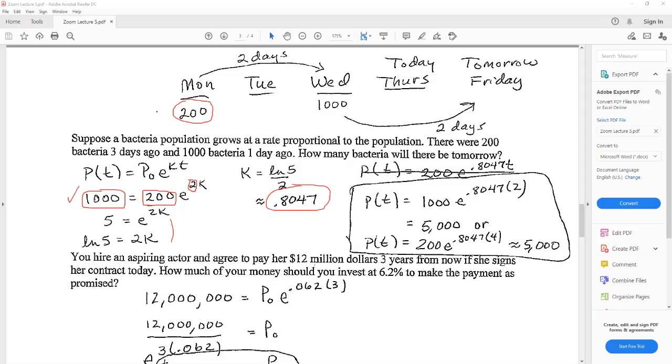Well, the question is, if I start off with 1,000 on Wednesday, how many will I have 2 days later? So I just plug in 2 here. This is my K value that I solved for. Of course, e is built into the growth model. And if we put that into the calculator, we will see that we will have approximately 5,000 bacteria on Friday.